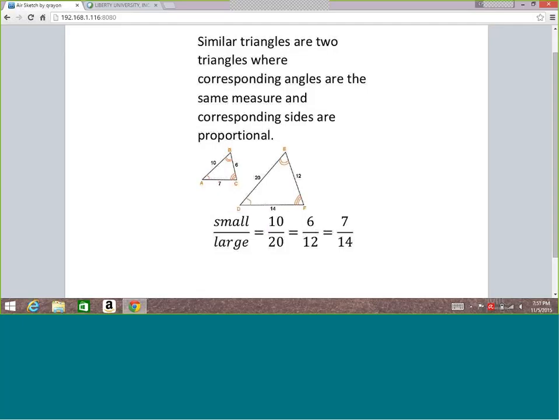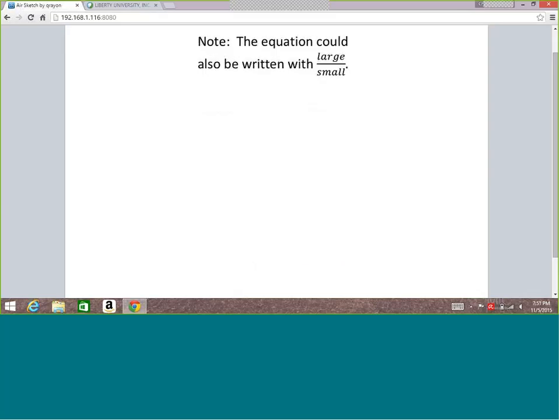Now notice that the whole way across for all of these ratios, I have the small triangle on top and the large triangle on the bottom. You could write it the other way and do the large triangle on top and the small triangle on the bottom. That's not a problem. The key is that you have to be consistent with it. You can't just do some ratios one way and other ratios the other way in the problem. However you're going to work the problem, you just decide at the beginning of the problem and work the whole problem that way.